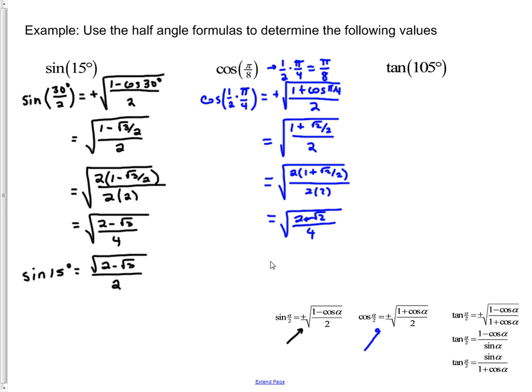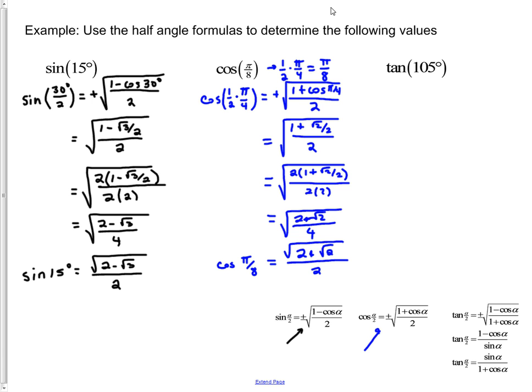And just as before, we take the radical of a fraction to be the fraction of 2 different radicals. So this is going to become the square root of 2 plus the square root of 2, all divided by 2. So our cosine of the angle pi over 8, that's what it would be equal to as an exact value using our half angle formula.